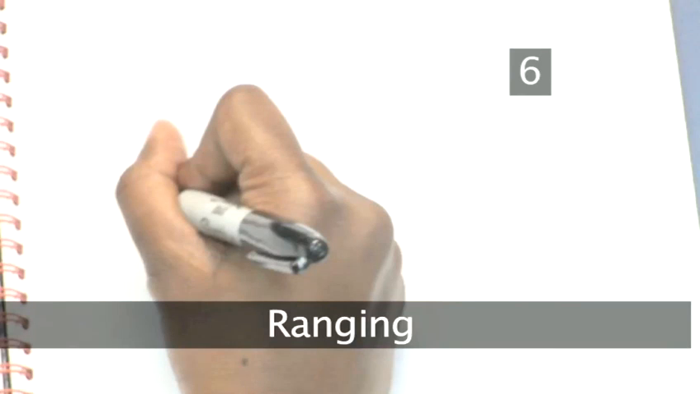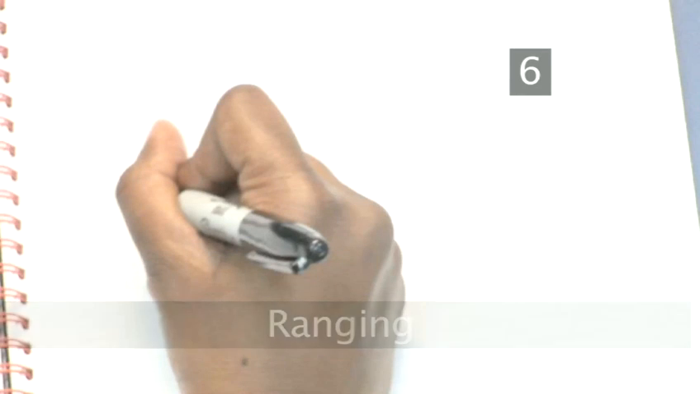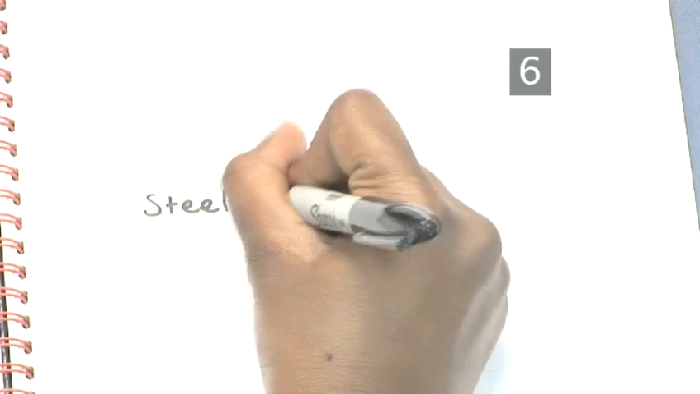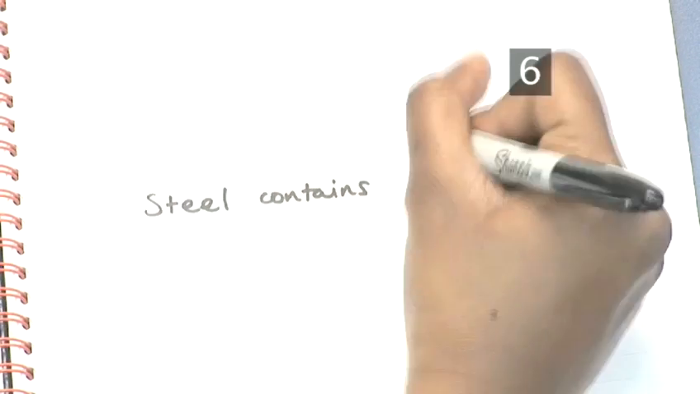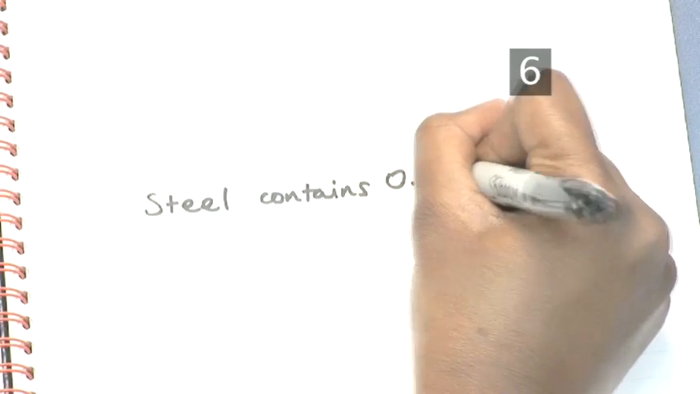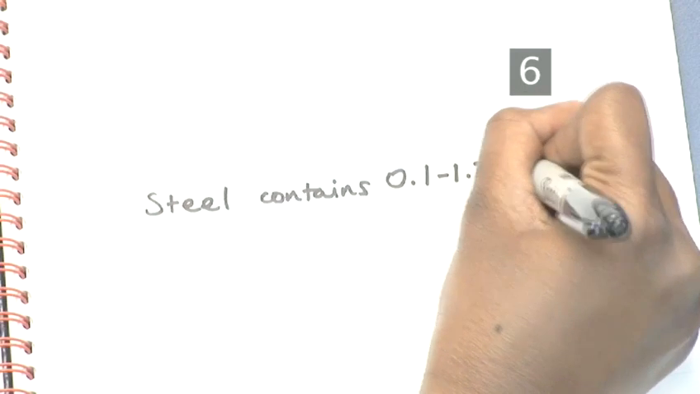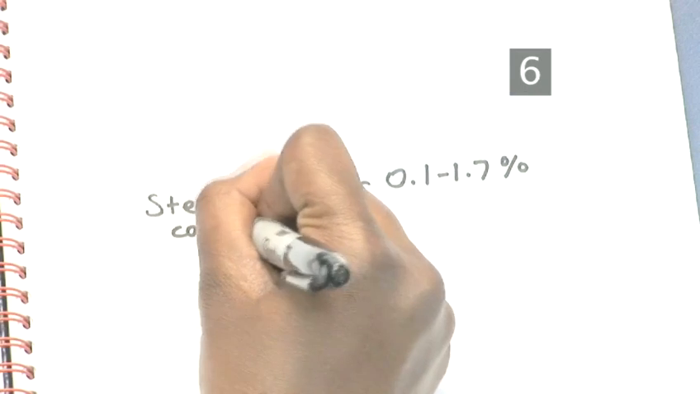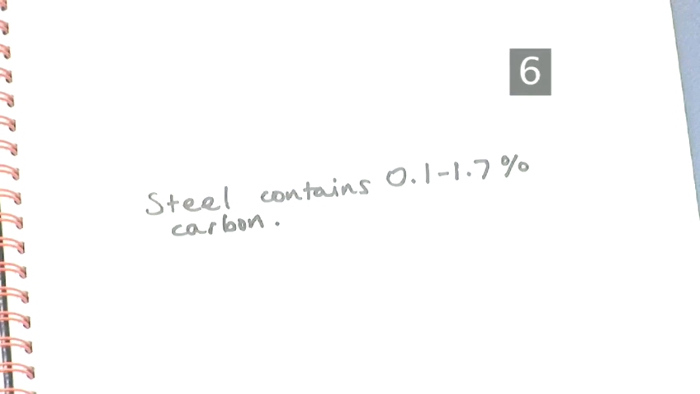Step 6. Ranging. You can use dashes to represent a range of numbers, dates, quantities, etc. For example, steel contains 0.1-1.7% carbon. Done.